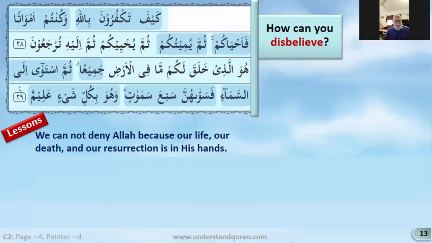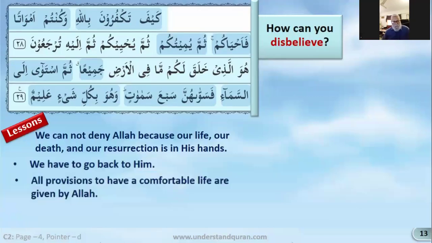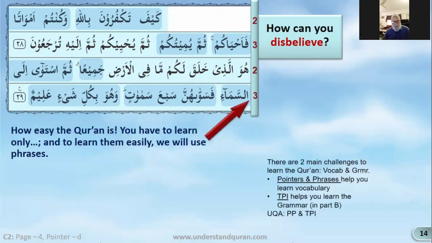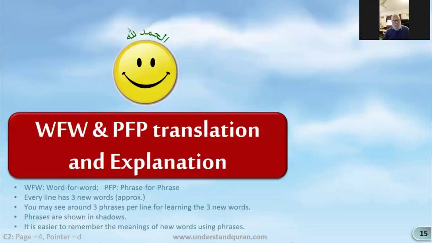Let's look at the lessons learned from these ayah. We cannot deny Allah because our life, our death, and our discretion are in His hands. We have to go back to Him. All provisions to have a comfortable life are given by Allah. He knows everything, including all our thoughts and actions. Look at the new words each time: 2, 3, 2, 3. It means on average less than 3. Let's go word for word and phrase for phrase with translation and explanation.